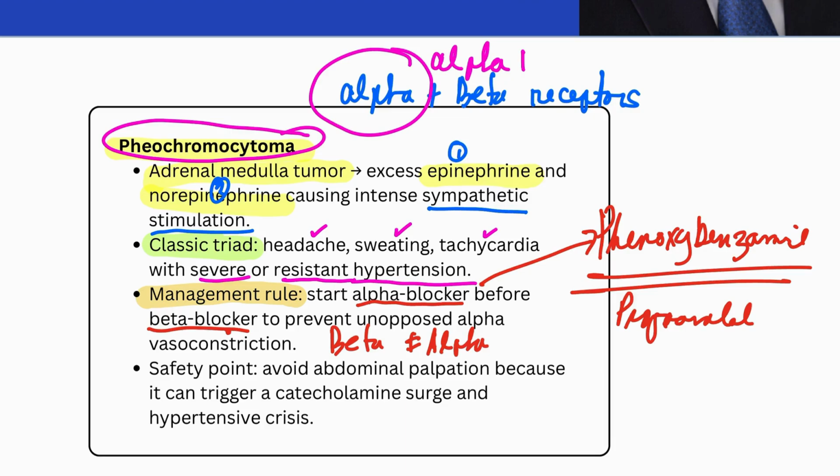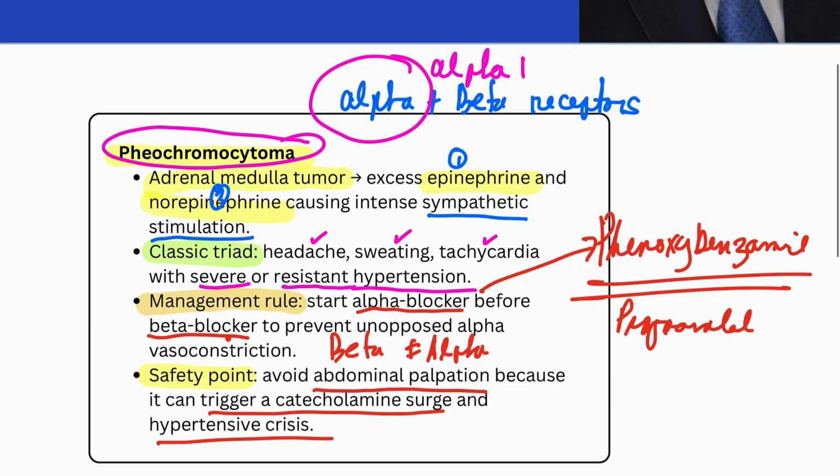Okay? But another thing to think about for pheochromocytoma, because I'm 100% sure this is what's going to come out in your exam, is do not palpate the abdomen. And the reason is because manipulation can trigger the release of this catecholamine surge, meaning to say it can go all over the place and can cause a massive hypertensive crisis. So remember this.